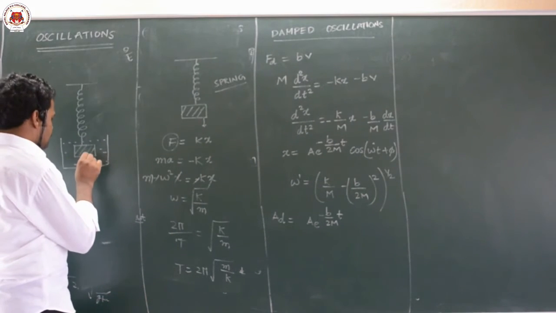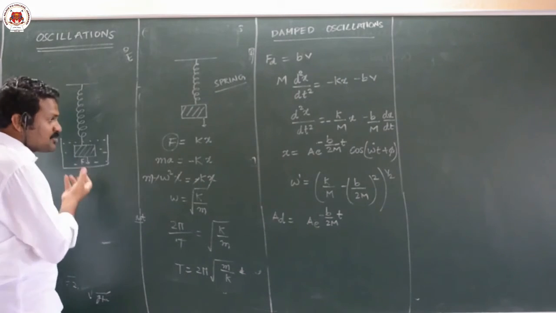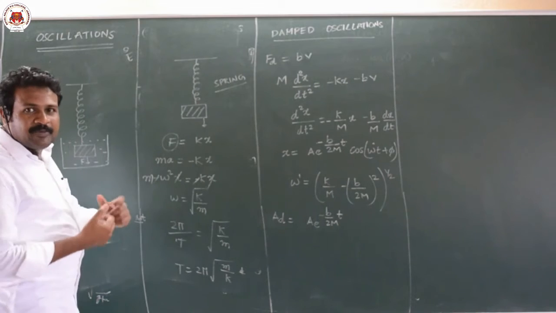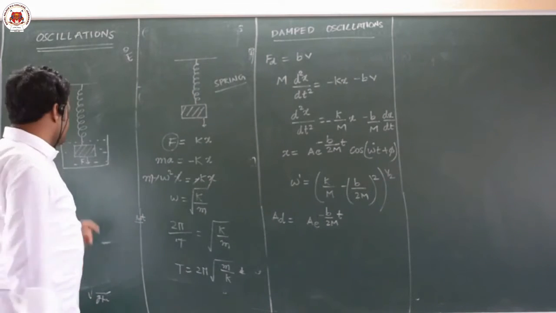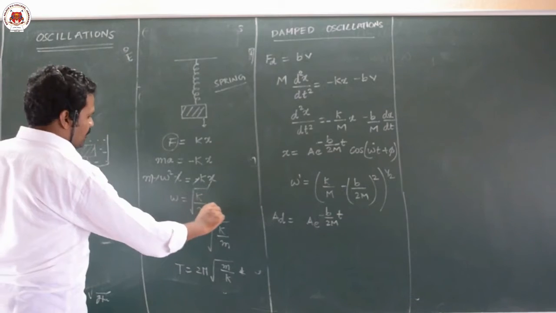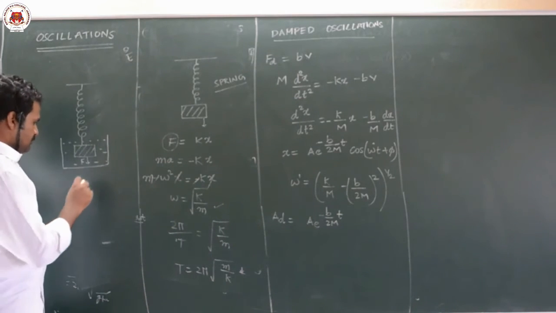Now again I applied a small force F to this spring and released. If I apply a small force F and release, what is the time period of that spring? Is it similar to root of m by k, or will it change? So let us see what happens here.